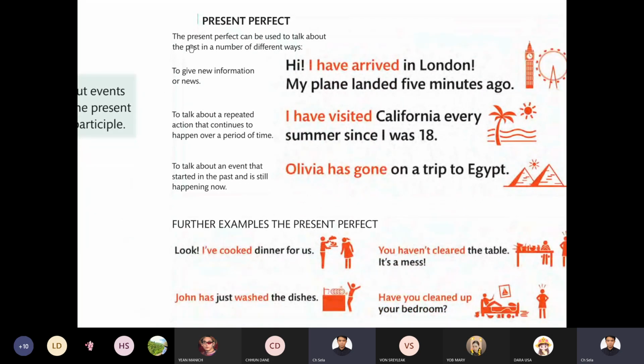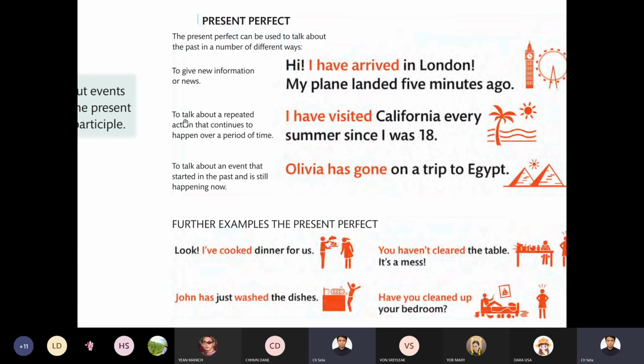Present perfect. The present perfect can be used to talk about the past in a number of different ways. To give new information or news. When you want to give new information, you can use present perfect. Hi, I have arrived in London. My plane landed 5 minutes ago. All right, give new information.